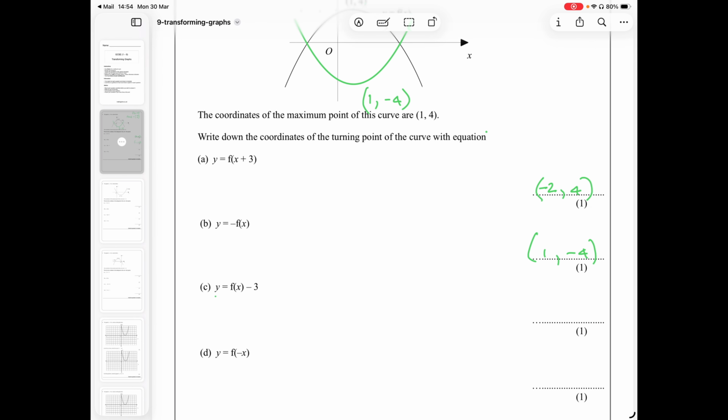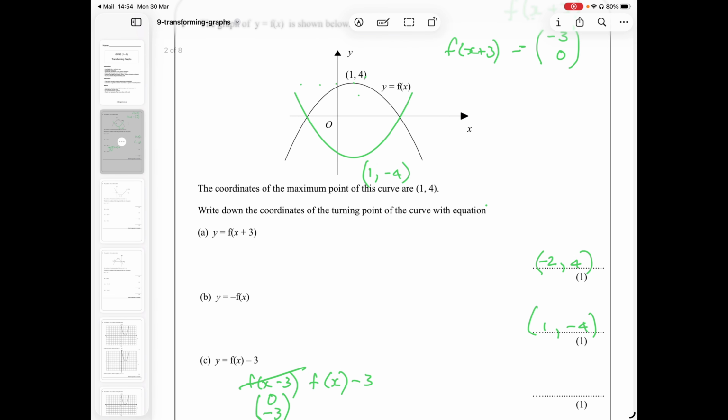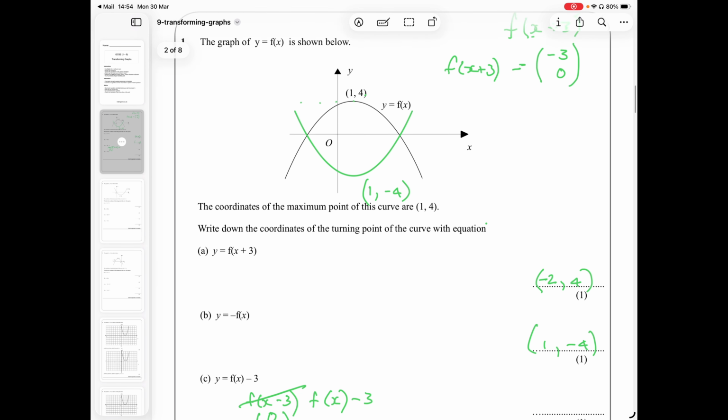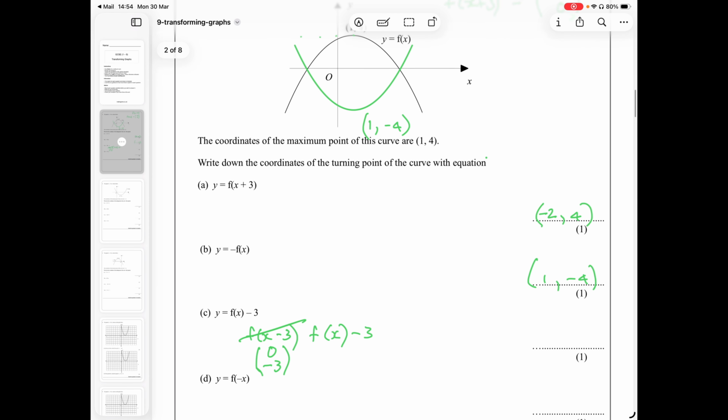Right, this one, y equals f(x) minus 3. The way that I read this is, let's do that again, f of x, and the minus 3 is outside the brackets. So it's not affecting the x number, it is affecting the y, and it literally does what it says. So you go down 3. So you go 4, 3, 2, 1. So it would be (1, 1).